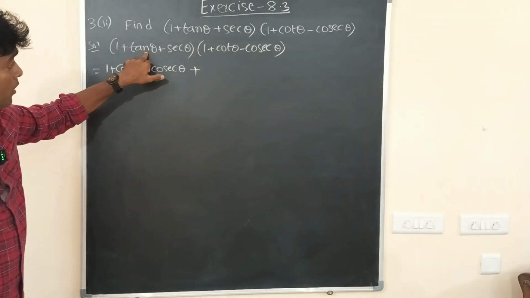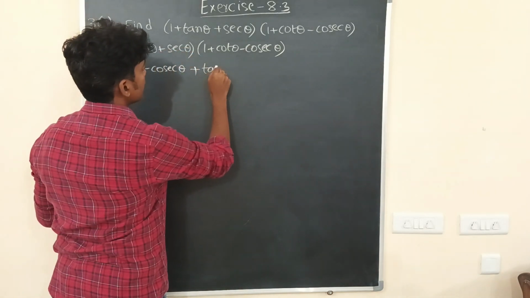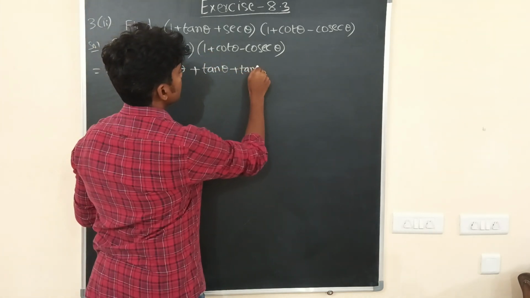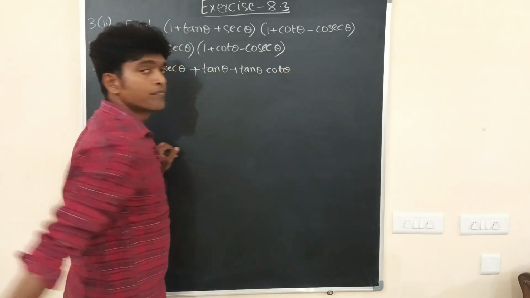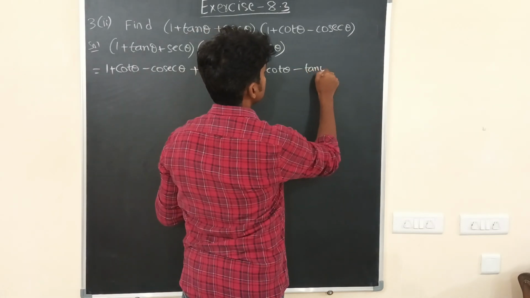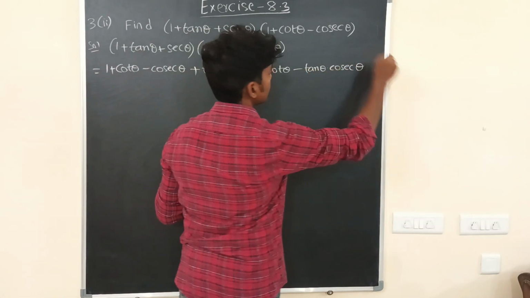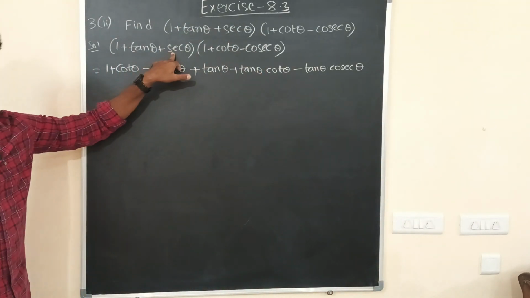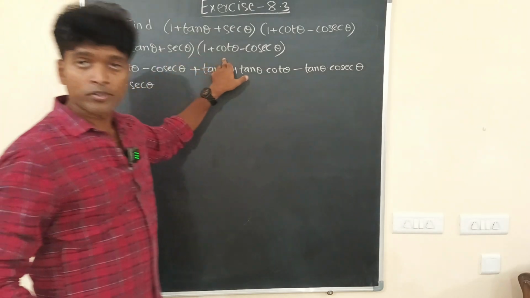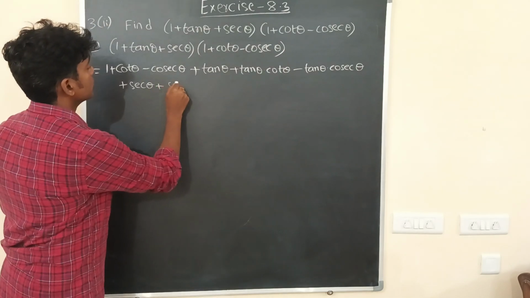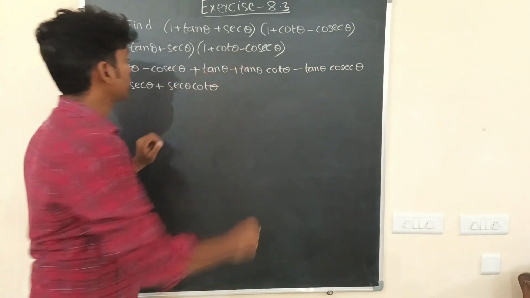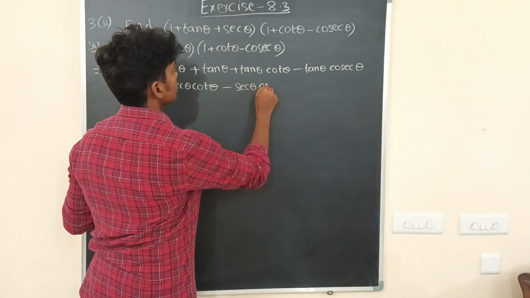Second term: tan theta into 1 is tan theta, plus tan theta into cot theta, and tan theta into minus cosecant theta, so minus tan theta into cosecant theta. Third term: secant into 1 is plus secant, plus secant theta cot theta, and secant into minus cosecant, so minus secant theta into cosecant theta.